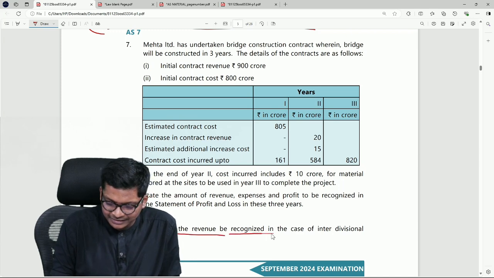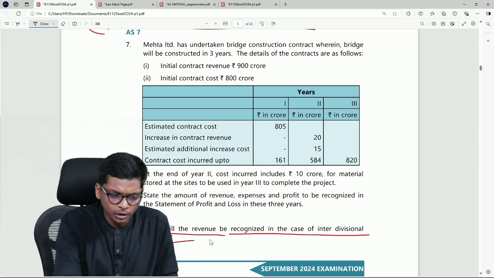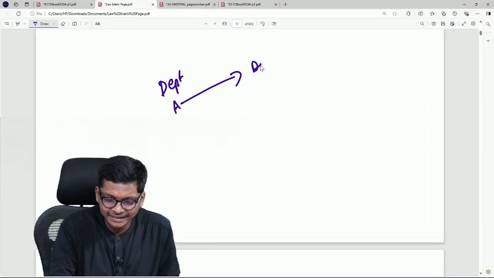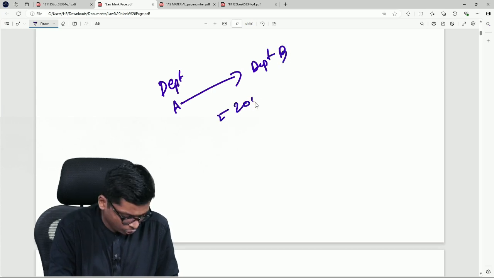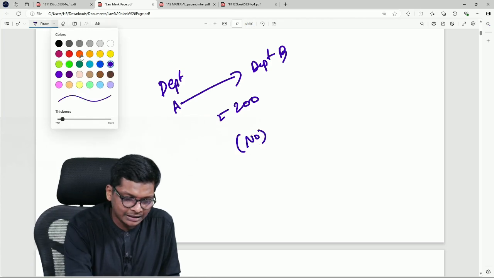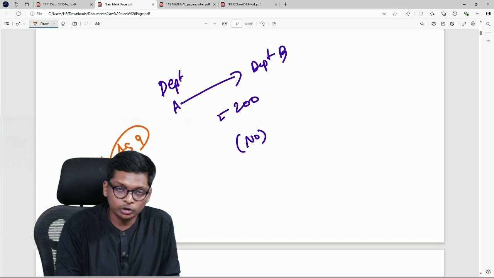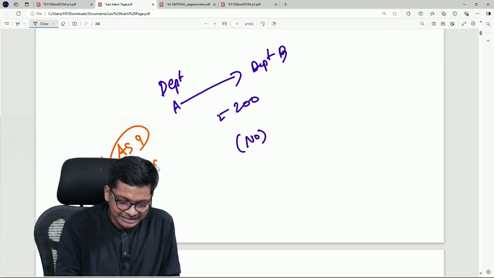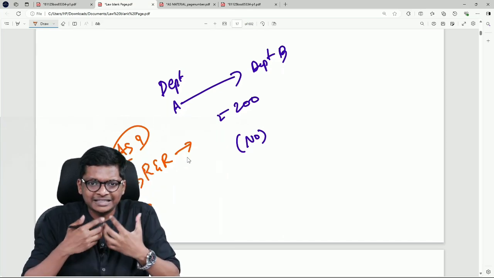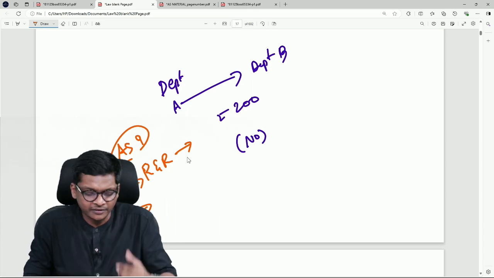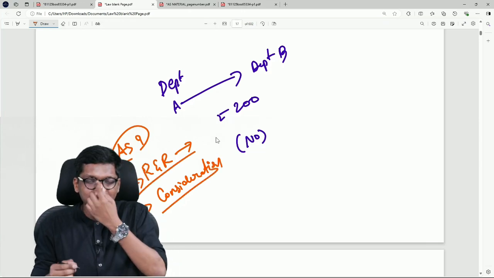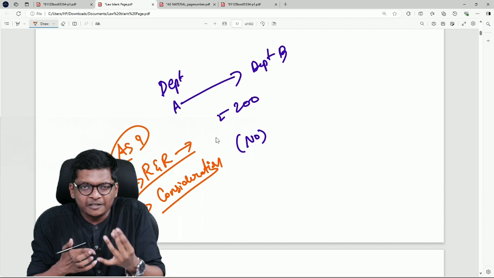When will the revenue be recognized in case of interdivisional transfers? What do you mean by interdivisional transfers? Department A is selling to Department B for rupees 200. Will you consider this? The answer is no. This is not revenue as per AS9 because of two things. One, risk and rewards are not transferred from A to B. Revenue means when you are selling something, risk and reward should be transferred. At the same time, you should also receive consideration. What is AS9? Revenue means gross inflow of cash, receivables, other consideration.